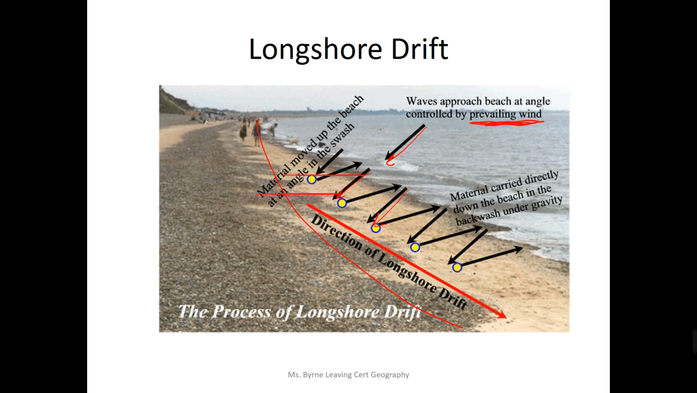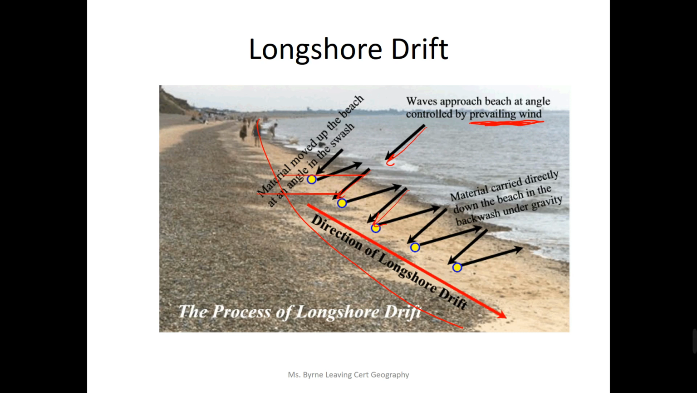Now this is referred to as the wave breaking obliquely. So oblique is a type of angle. I think you might have come across that in maths. So if the waves are breaking at an angle, it's referred to as the wave approaching the shore obliquely, and you need to know that. The swash then will move the material obliquely, so i.e. at an angle in the same direction that the wave is breaking.